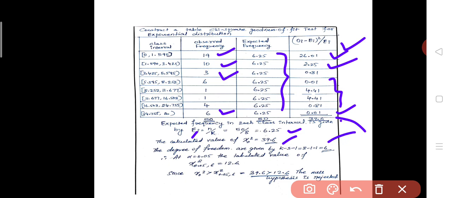Next, we find the critical value using 6 degrees of freedom and the level of significance: chi-square 0.05 comma 6 equals 12.6. This 12.6 is compared with the computed statistic value. The computed statistic value is greater than the tabulated value. Therefore, the null hypothesis is rejected.